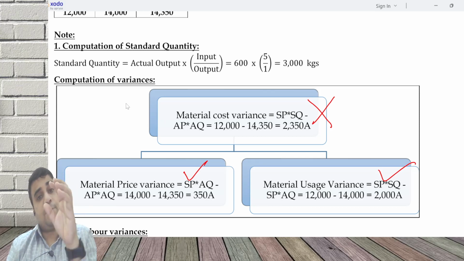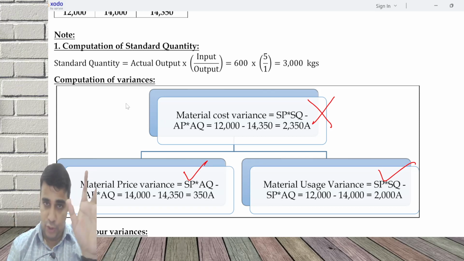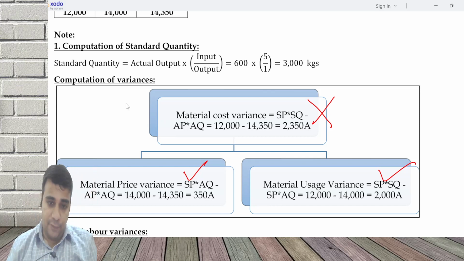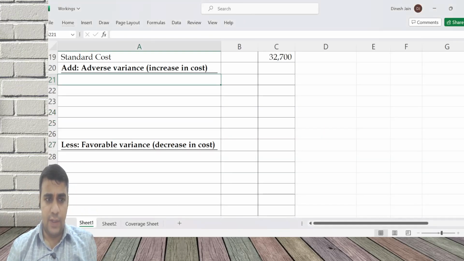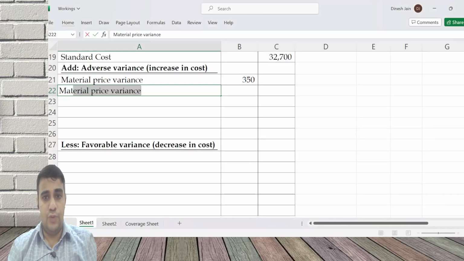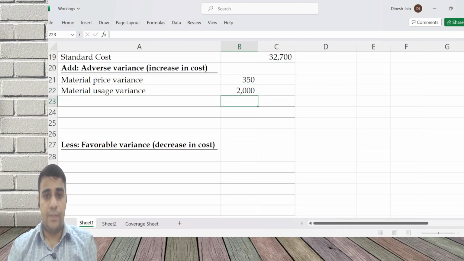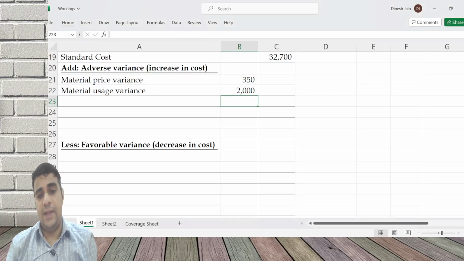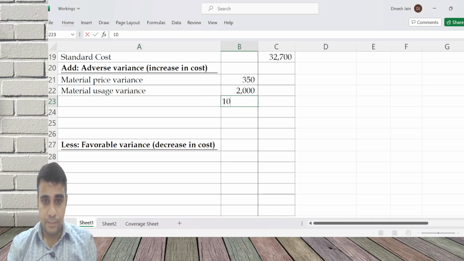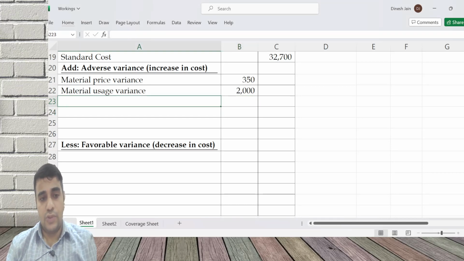Assuming usage is split into mix and yield, don't write usage. Write mix variance, write yield variance. So we will have to write only the sub variances. Now in the adverse variance, material price variance 350 inner column, material usage variance 2000 inner column.